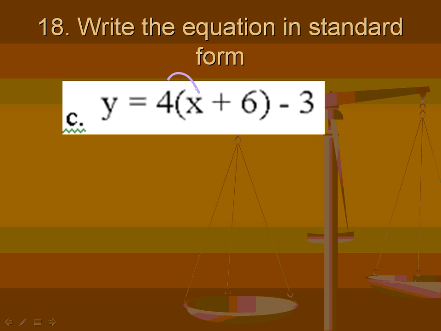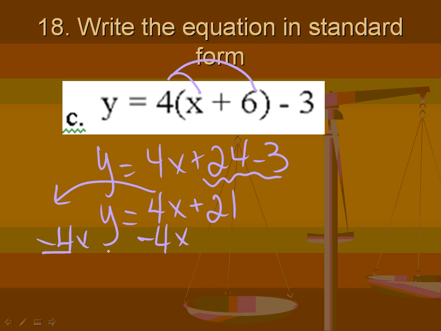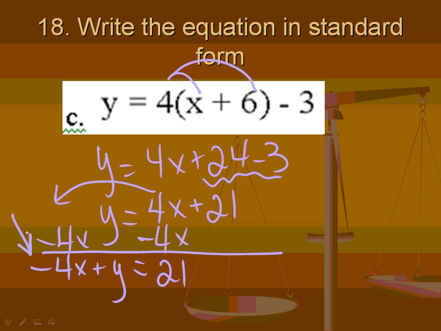Now we're going to look at C. I need to distribute the 4 first. So y is equal to 4x plus 24 minus 3. Combining the 24 minus 3, y equals 4x plus 21. The 4x needs to go to the left, so I'm going to subtract. I get negative 4x plus y equals 21. Whoops. Can't have a negative, so I need to change all the signs. 4x minus y equals negative 21.